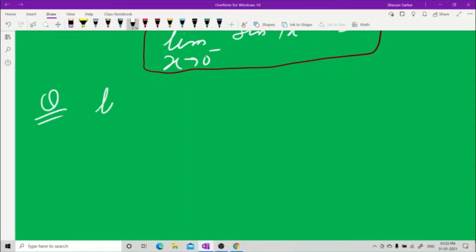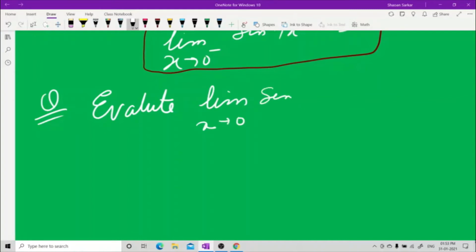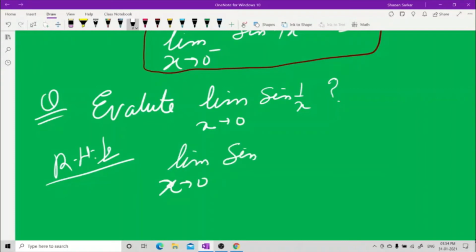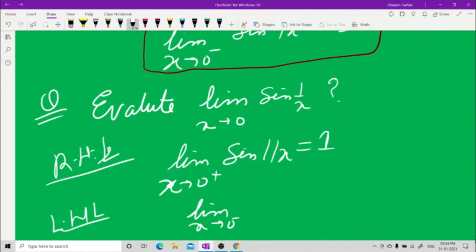Now question: evaluate limit x tending to 0 of sine 1 upon x. This they have asked. So you write straight away RHL. Limit x tending to 0 plus of sine 1 upon x goes to 1, and LHL, limit x tending to 0 minus of sine 1 upon x goes to minus 1. So limit does not exist.